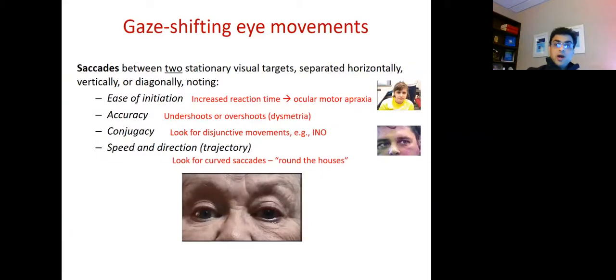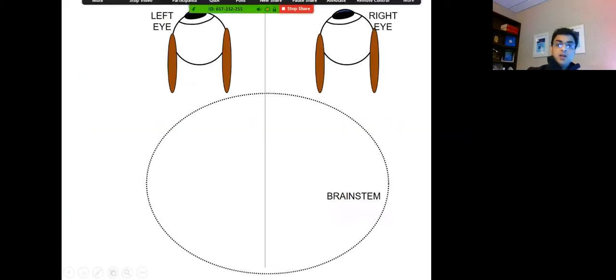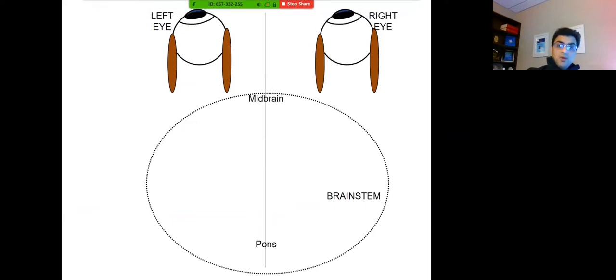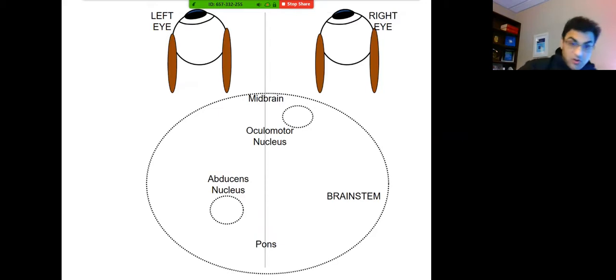So what causes these different types of eye movements? Let's dive into a little bit of brainstem anatomy and how various disorders affect it. We'll start with the pons and horizontal gaze. You've got your brainstem, your two eyes, your lateral rectus and medial rectus. You've got your pons here, your midbrain, an abducens nucleus, and an oculomotor nucleus.